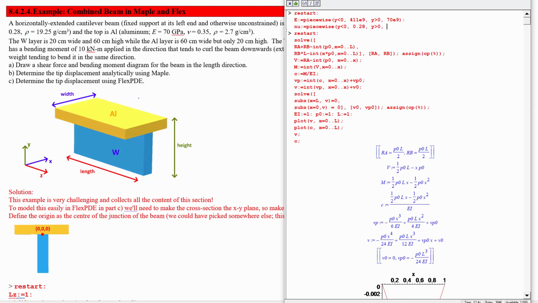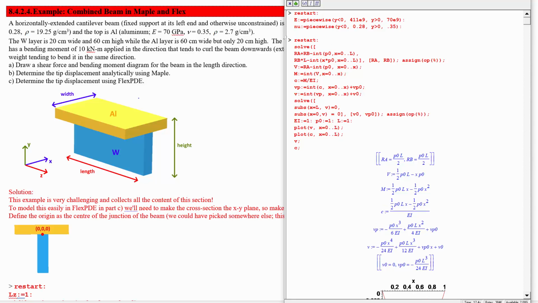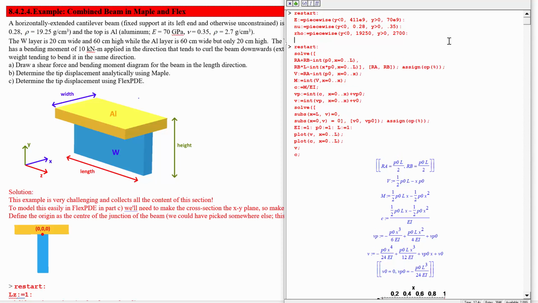And if Y is greater than 0, we'll have 0.35 for the Poisson's ratio. And the density, piecewise: if Y is less than 0, 19,250, and if Y is greater than 0, converting it to kilograms per cubic meter, 2,700. As you might remember from part 1 of this two-part, massively long lecture video. Okay, so E, Nu, and Rho are as listed there, and we can write out the width as well.